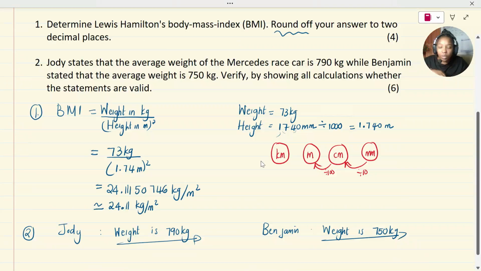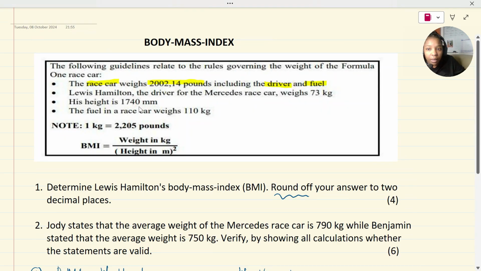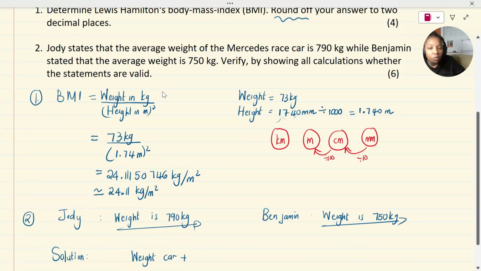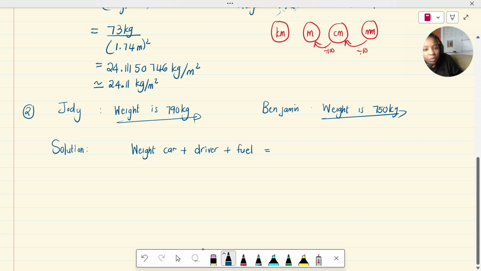So now we're looking at the solution. We were actually told that the weight of the race car plus the driver and the fuel is equal to 2002.14 pounds. So the weight of the car plus the driver plus the fuel is equal to 2002.14 pounds. That is basically what we are told.